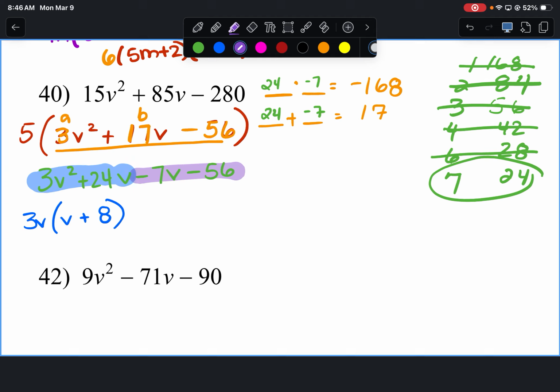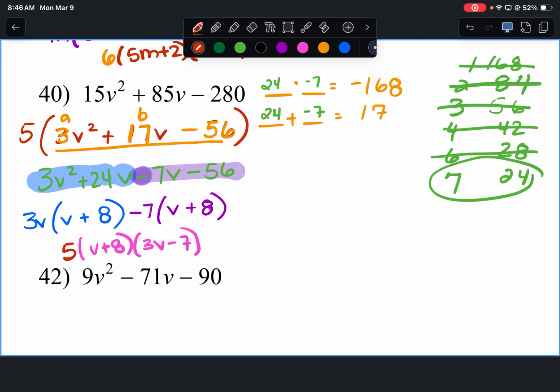Okay, for the second half of this, what is the greatest common factor? It starts with a negative, so it's going to have to be negative what? 7. Which leaves us with v plus 8. Okay, now, what part's the same? v plus 8. What part's left over? 3v minus 7. And is that my final answer? No. We got that 5. There we go. Got to drop down that 5. If you take out a GCF, that GCF better be in your final answer. Okay? Better be. Or else.